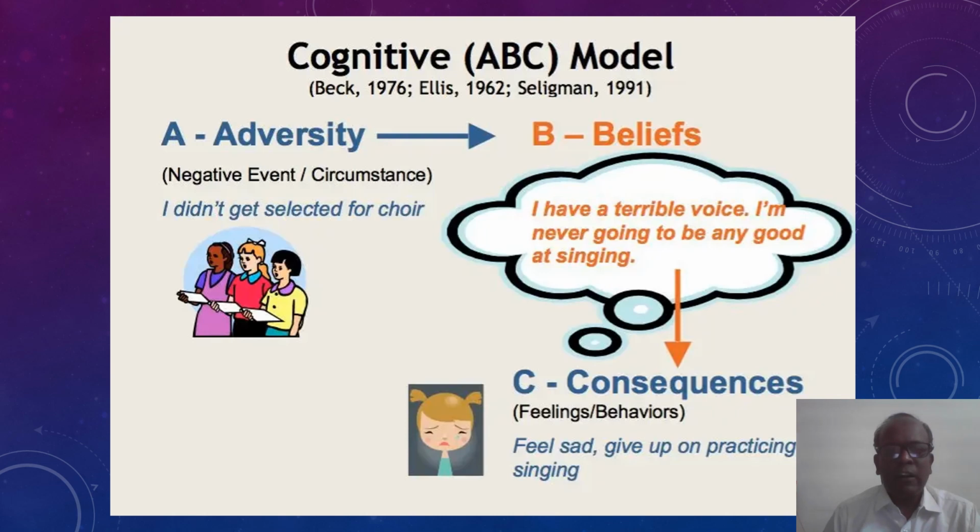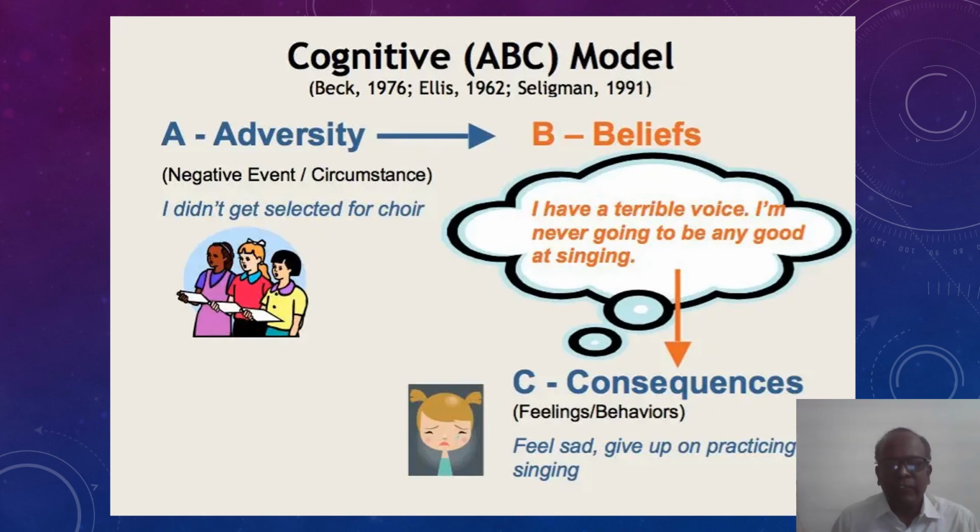The ABCDE model initially started with A, B, and C. A stood for adversity, B for beliefs, and C for consequences of those beliefs. The adversity could be a negative event or a circumstance. For example, we can talk about a girl called Geeta who was not selected for choir. That is the adversity or the activating event in her life.